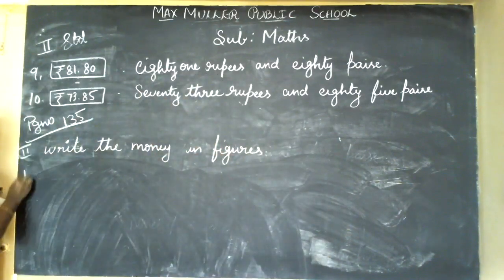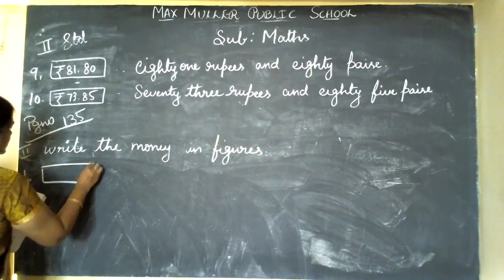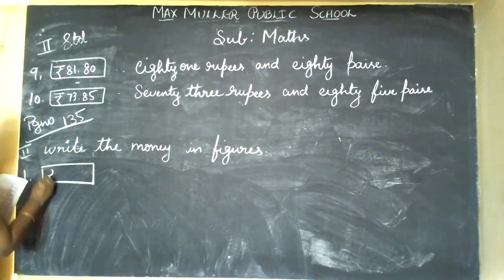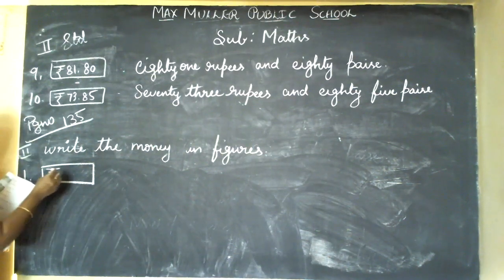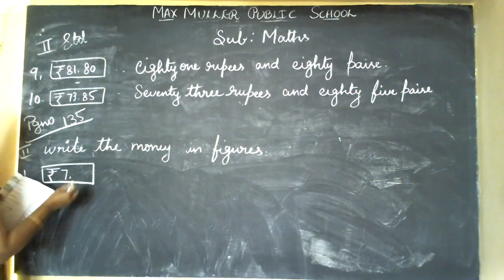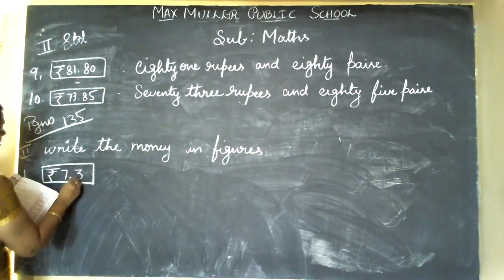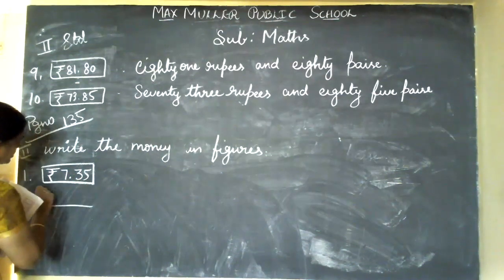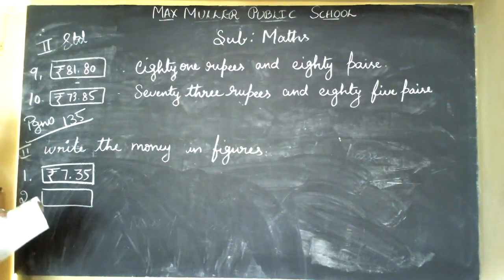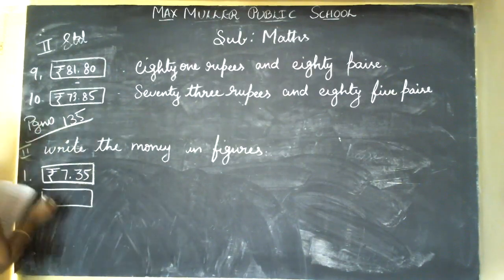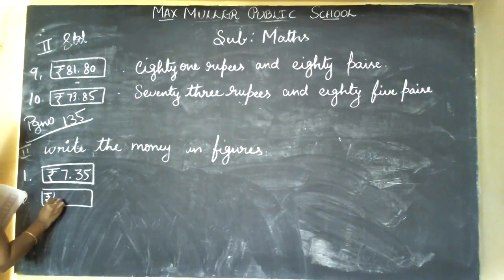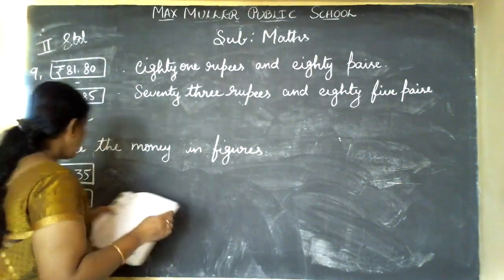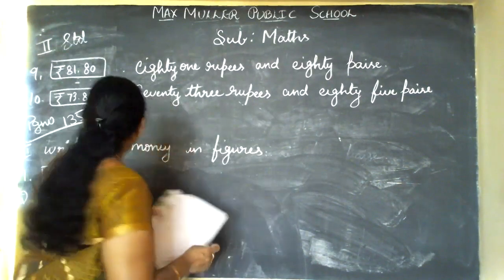First one is, only answer I will write. First one, 7 rupees and 35 paisa means rupees sign. First you will write rupees sign 7 dot 35 paisa. Already they given, no children, like that you want to write. Second one, 45 rupees and 15 paisa. 45 rupees sign first. 45 rupees 15 paisa.